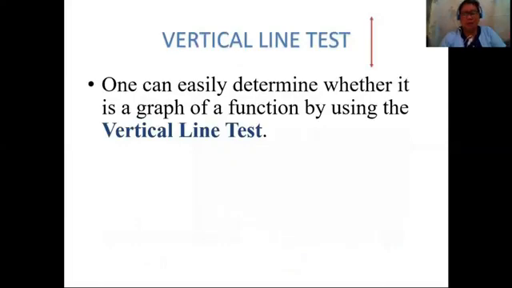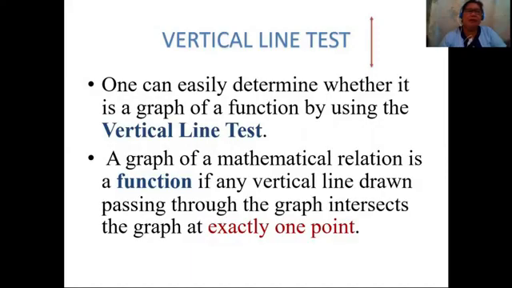Now, aside from citing ordered pairs, one can easily determine whether it is a graph of a function by using the vertical line test. All you have to do is draw a vertical line passing through the graph. A graph of a mathematical relation is a function if any vertical line drawn passing through the graph intersects the graph at exactly 1 point.